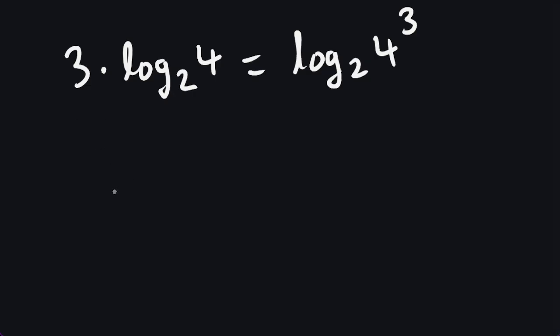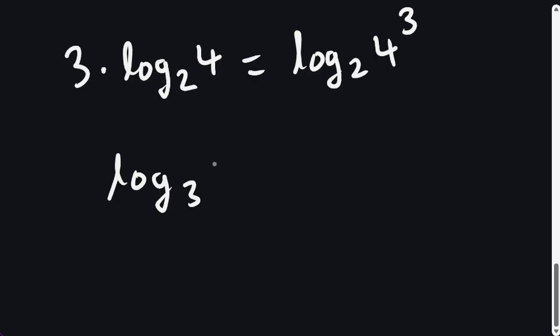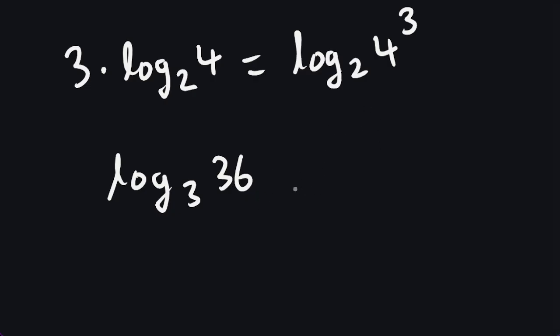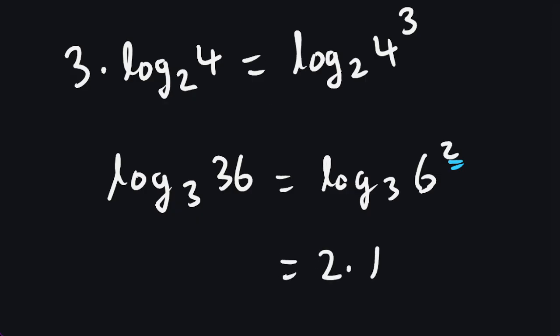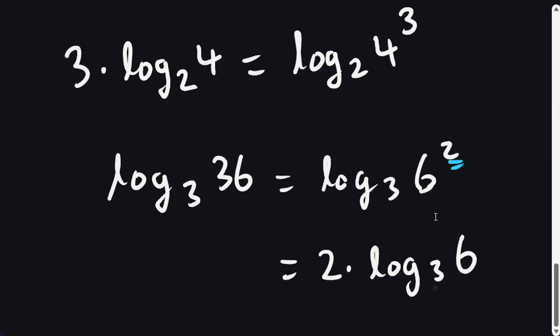So if you had log base 3 of, let's say 36, well, we know 36 is 6 squared. So this is the same as log base 3 of 6 squared. And now we have an exponent here, which we can take out. So this is the same as 2 times log base 3 of 6. So this is the same thing applying the power rule. So those are the properties of logarithms.